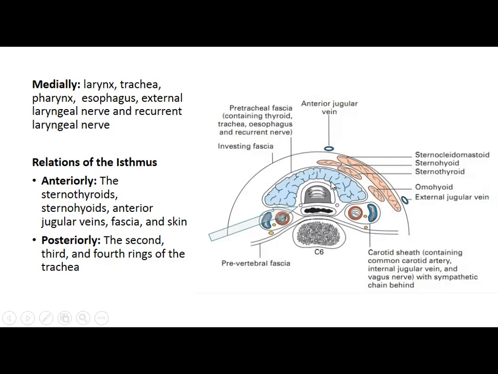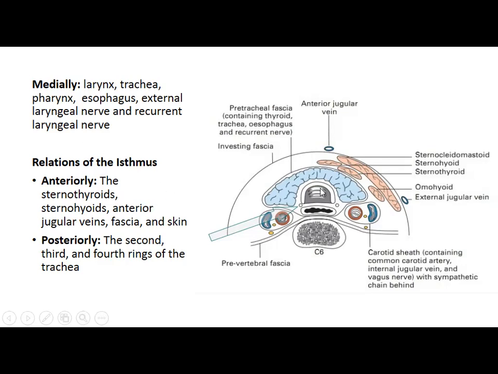You can see here, this is the thyroid gland. And superficially, anterolaterally, we have seen these muscles: sternocleidomastoid, sternohyoid, sternothyroid, omohyoid. All these are the anterolateral relations which are seen here. Here you can see all the three: anterolateral relation, medial relation, and posterolateral relations.